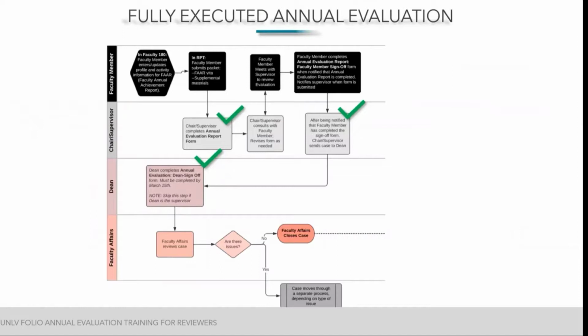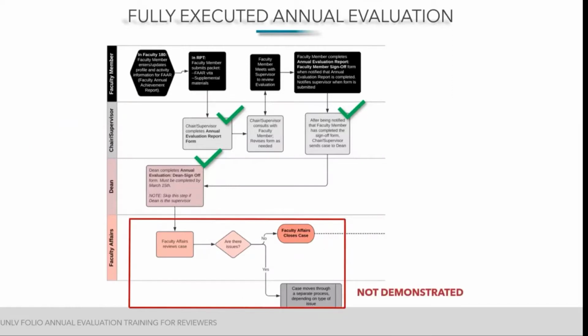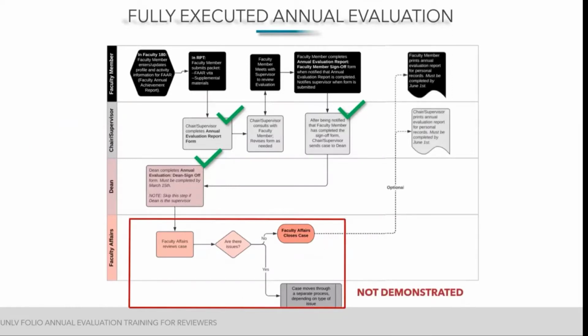Okay, so we went over the chair's responsibilities as well as the dean's responsibilities, and now the case is, as I mentioned, with the Office of Faculty Affairs. Since it's the Office of Faculty Affairs who reviews the case and not really a reviewer's responsibility, we won't be covering that in this session. But what we will go over is printing a copy or downloading a copy of the fully executed evaluation. Again, this should be done by June 1st for the faculty member and the chair supervisor, as after that date, we work on closing out the cases.